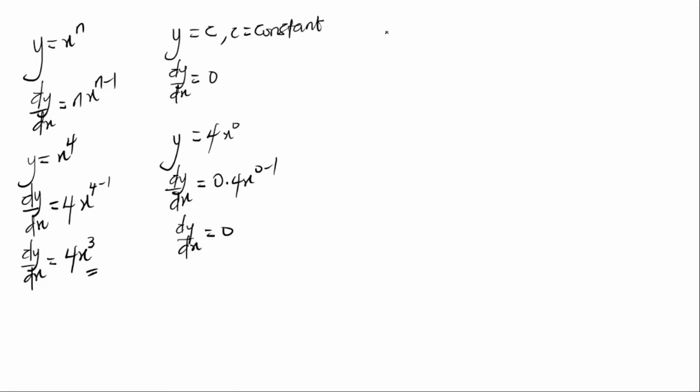Let's have a look at another scenario. Assuming we have the function y equals ax, where a is a constant. If we differentiate this function, our dy dx becomes just a. So how is that so? Because in the function, the x has the power 1. Let me do that one by one so that you can see.